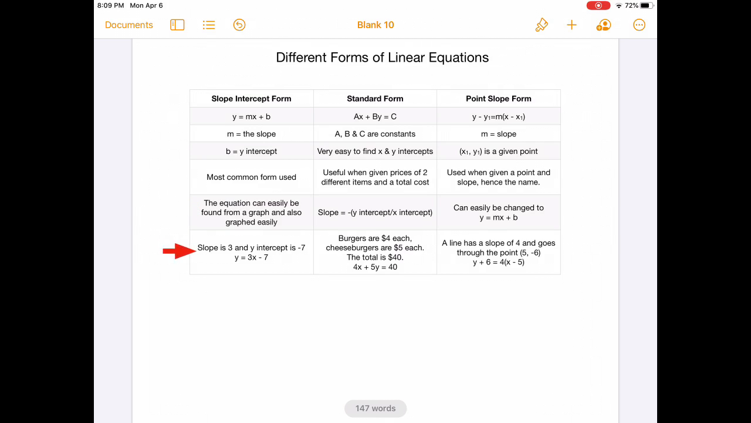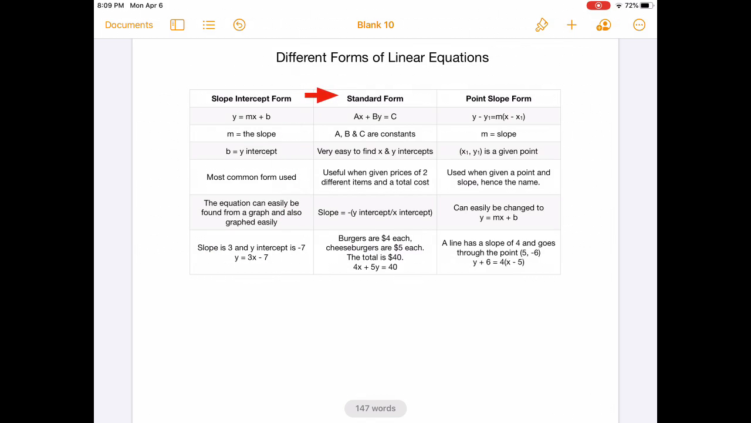A quick example of some things that you might see. If you are given or you find that the slope is 3 and that the y-intercept is -7, you substitute the 3 and the -7 in for the m and the b, and you get y = 3x - 7. Notice you don't have to put plus -7 here. Plus and negative is the same thing as subtraction, so you can just use -7 here.